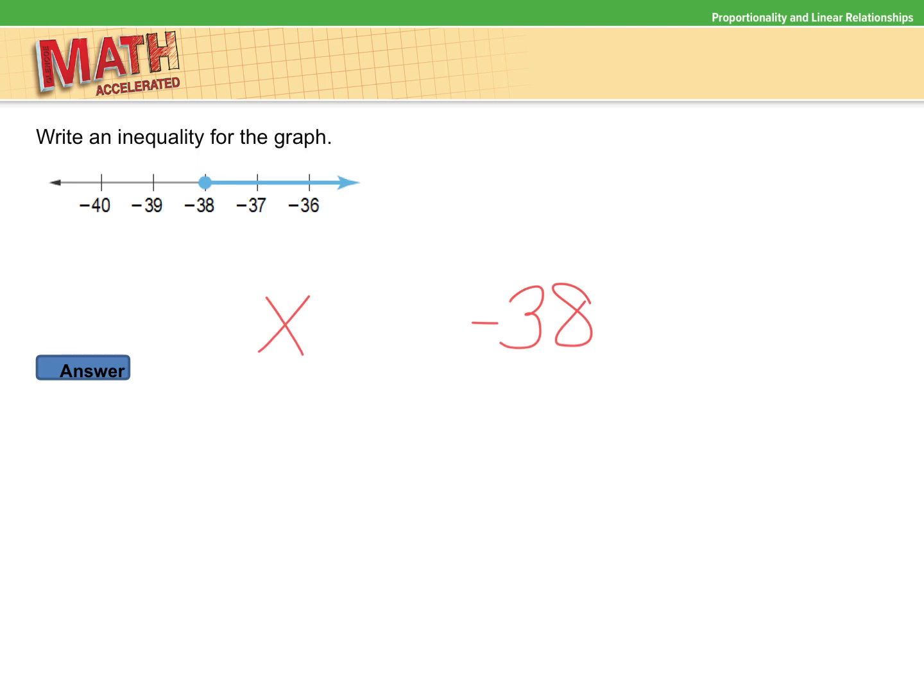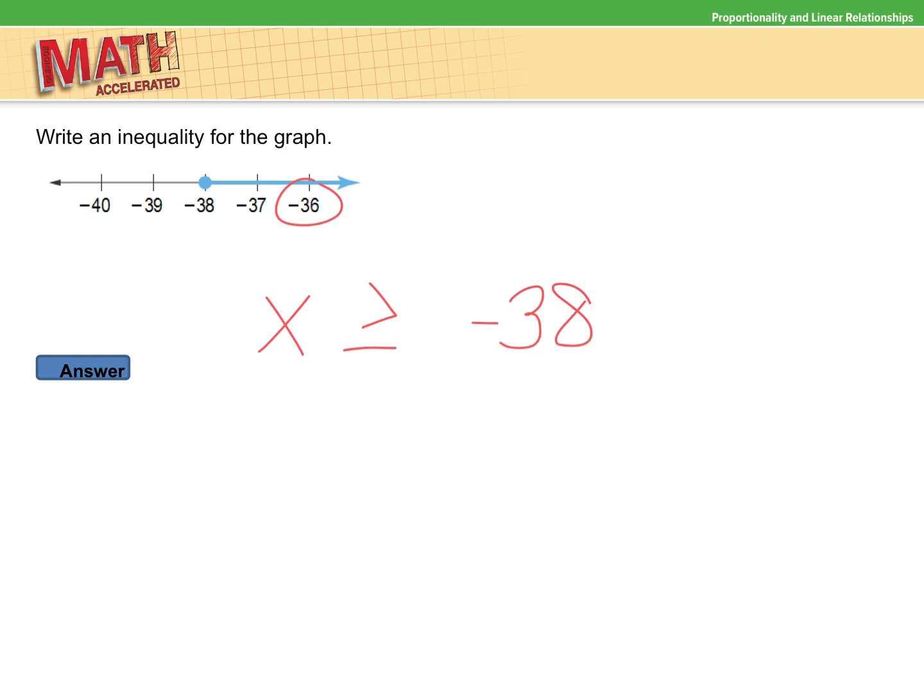Which way is our arrow pointing? To the right. Which way is our inequality going to be pointing? To the right. So I should have asked, is it open or closed? It's closed, so I need equal to. How can I check if I got the right inequality in there? I add a number in there. I'm going to pick negative 36. Is negative 36 greater than or equal to negative 38?